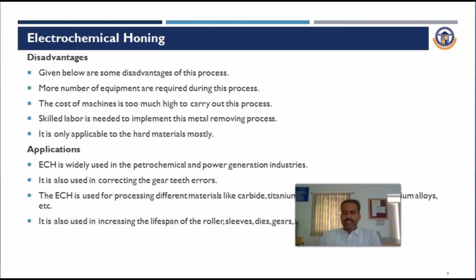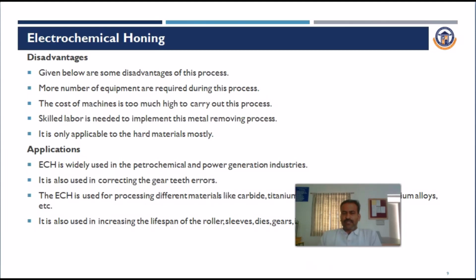The applications: electrochemical honing is widely used in the petrochemical industries. It's also used in correcting gear teeth errors. It's also used in increasing the lifespan of rollers, sleeves, dies, gears, etc. These are all some of the disadvantages.